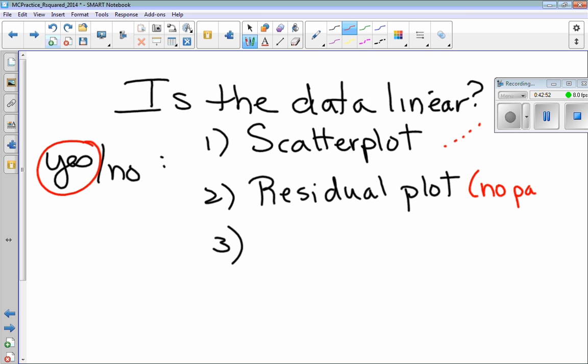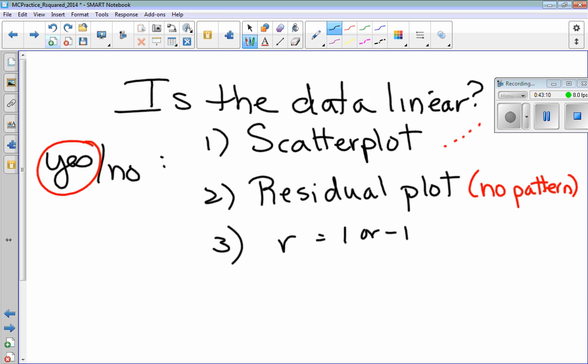Okay, so if you're going to answer yes here, that it's linear, your residual plot had better be completely scattered. What's the third thing I'm going to look at? Correlation. Okay, and you want it to be close to either 1 or -1, right?